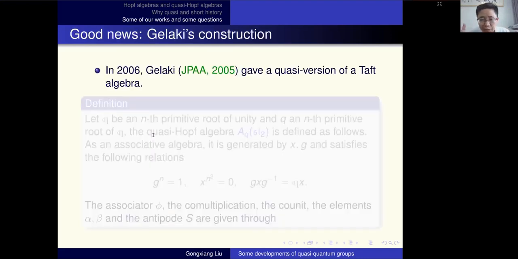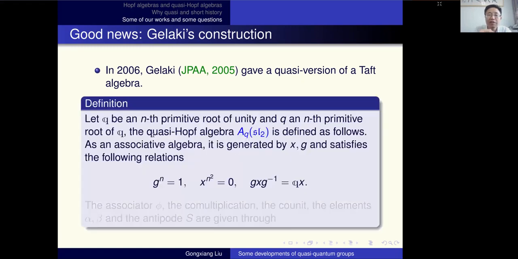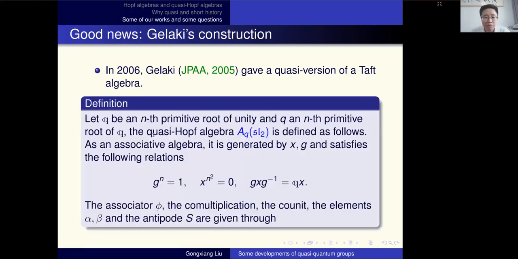And so we have some good news. This way may succeed, because in 2006, Jelinek already gave a quasi version of a Taft algebra. In the Frobenius kernel, the smallest or simplest is the small u_q(sl2). You can find that the small u_q(sl2) is a quotient of a Drinfeld double of the Taft algebra. So if you want to realize this way, you need to find the quasi-Hopf analog of the Taft algebra first. When I checked the reference, we found that Jelinek already finished this work. He gives a quasi-Hopf analog of the Taft algebra.